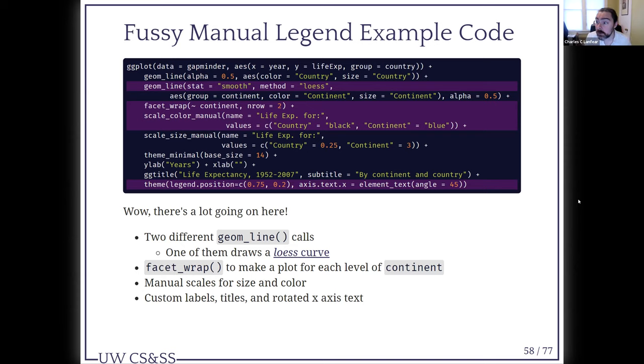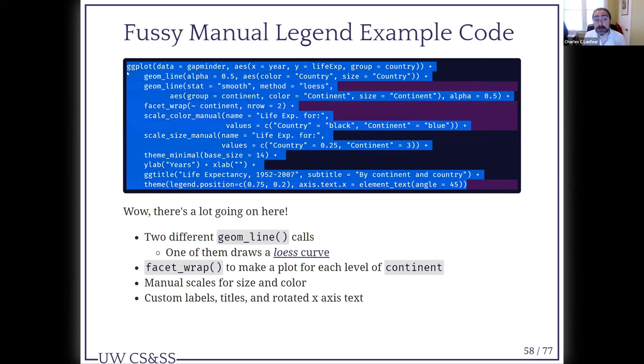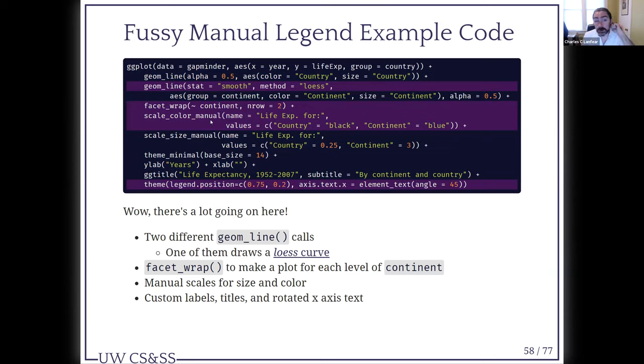Okay, before I show you the plot, I'm going to highlight a few weird things in this plot syntax. This is really big. There's a lot of stuff going on here. Something you'll notice is there are two different geom_line calls. There's a single geom_line here, which I've made partially transparent. It says aes, color equals country in quotes, size equals country in quotes. This is a weird thing, which we're going to see in a minute what I'm doing.